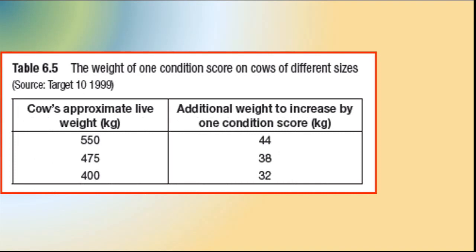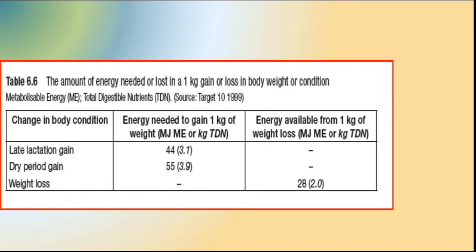Then this is the table for the weight of one condition score on cows of different sizes. If the live weight is approximately 550 kg, then there is the additional weight needed to increase one condition score. Like if an animal is on condition score two and we want to bring it to three, then the animal requires an additional 44 kg.